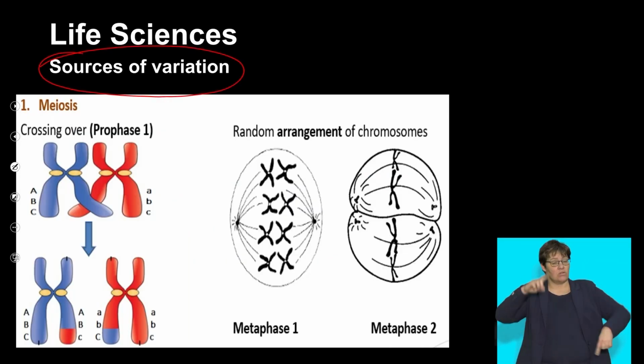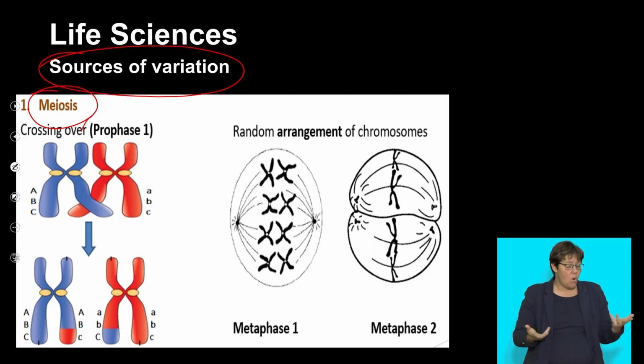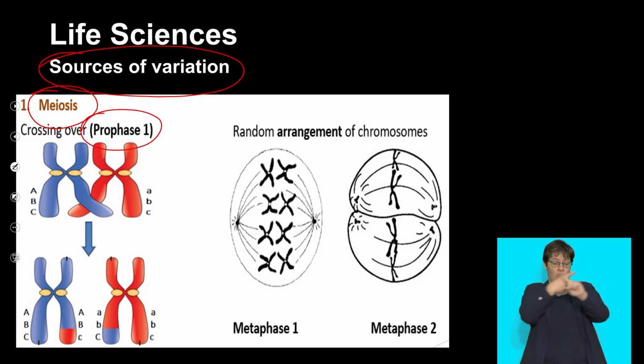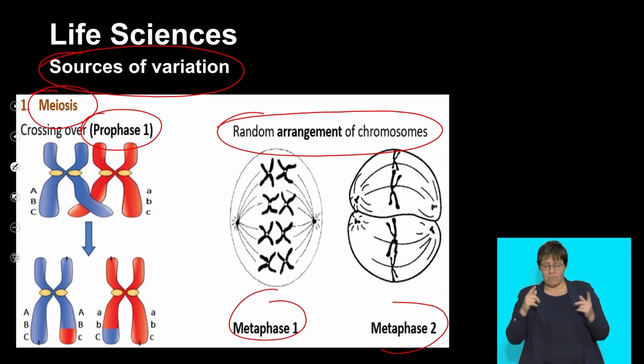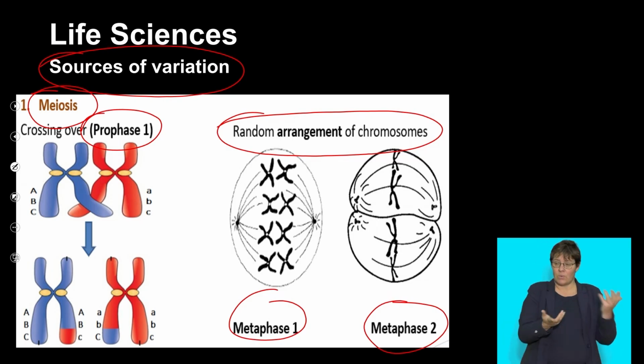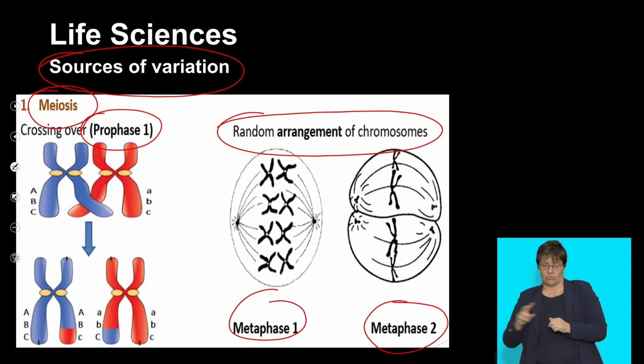Variation is key to driving evolution, and we must mention that variation is brought about during meiosis, where we spoke of crossing over happening. We also know that there is random arrangement of chromosomes that occurs during metaphase 1 and metaphase 2, and this in turn creates variation amongst the gametes.